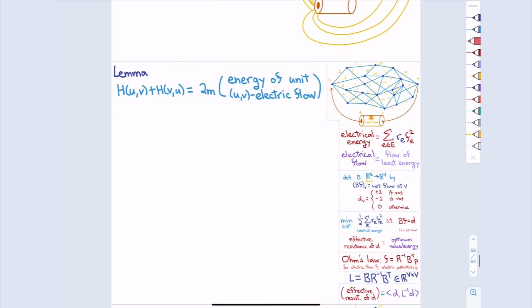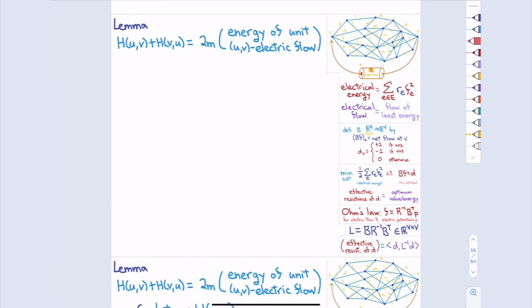So somehow we're going to use that for this lemma. Okay, here's where things start to get more practical. I'm looking at some edge UV, and I'm saying what's the hitting time from U to V plus the hitting time from V to U, and it's claiming that is 2 times the energy of a unit UV electric flow. These are like crazy statements.